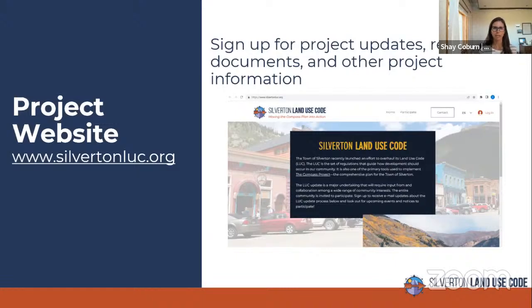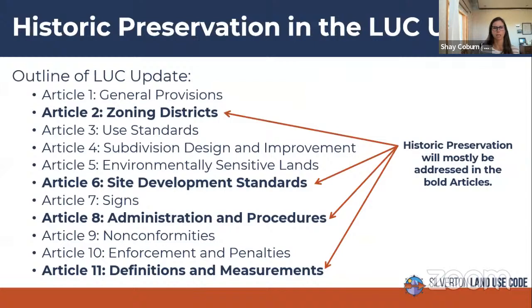On the next slide, there is a quick outline of the land use code update. So it's organized in 11 articles. Those are listed on here. And historic preservation is mostly addressed in the 4 bold articles. So I will talk about those in detail a little bit more.